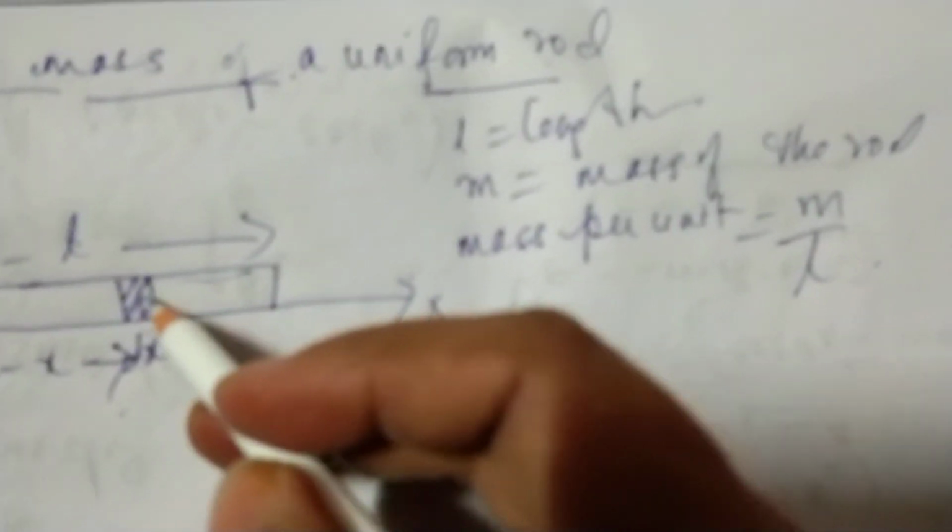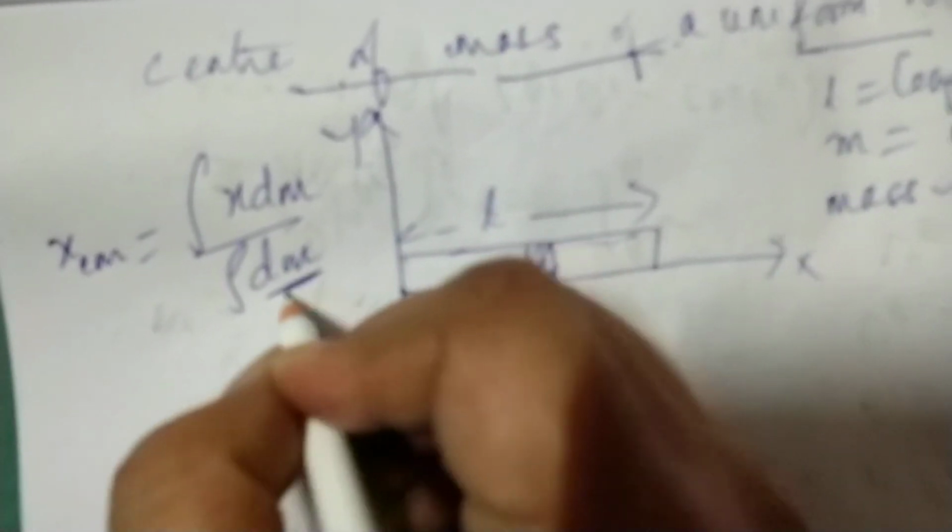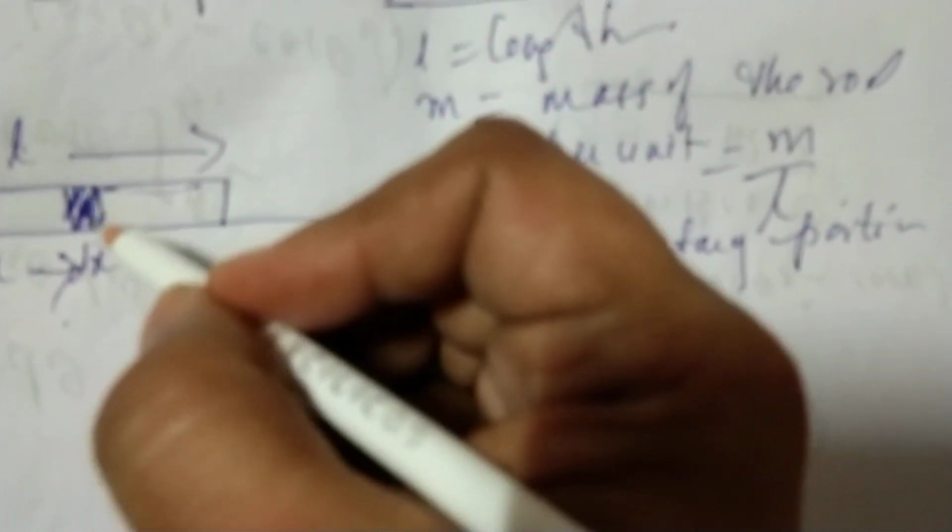Now we are here to find the mass of this elementary portion. We want to find the mass of the elementary portion, this portion. If we could find the mass, then we can easily substitute in the formula which we did in the last class: x center of mass equals integration of x dm divided by integration of dm. So we need to find this dm, that is the mass of the elementary portion. This is the elementary portion, and we are finding the mass of this.